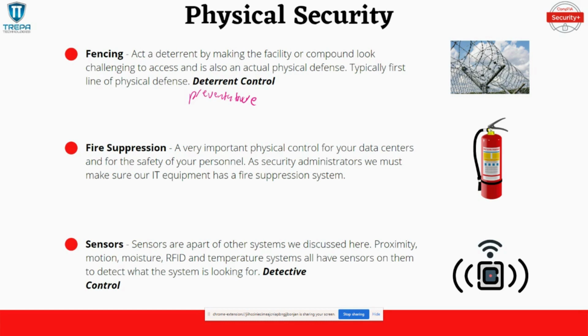And then we have fire suppression. This is a physical control that is corrective because this will stop a disaster from spreading like a fire. So I'll write that, corrective control. Then we have sensors. Sensors are a part of other physical security controls. For example, a proximity reader will use sensors to communicate to the physical access control server, right? So sensors are also going to be considered a detective control.